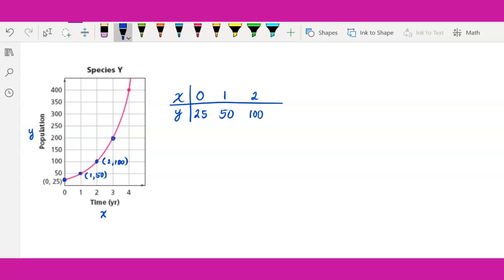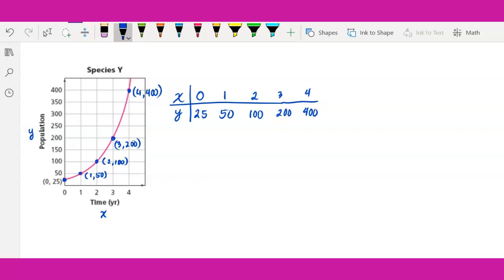And then year 3 is going to be what? 3 comma 200. And then year 4 is right there. Year 4 is what? 4 comma 400. Alrighty, so you have your table of values.